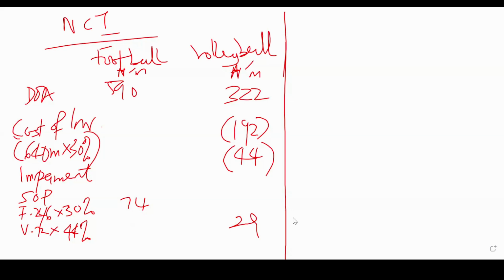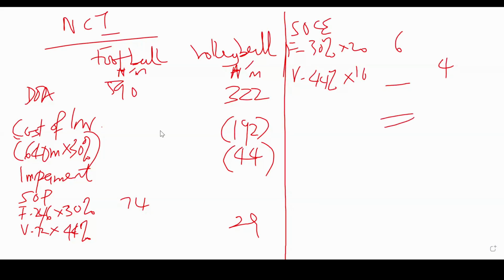Now for share of OCE, Football, post-acquisition was 20. So 30% of 20, and that will give me 6. For Volleyball, I'll do 44% of 10. We approximated the other time. So 4.4, I will take it as 4.